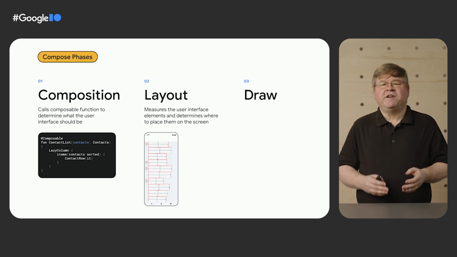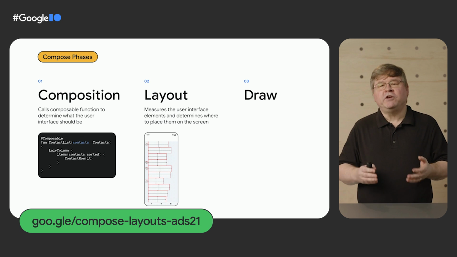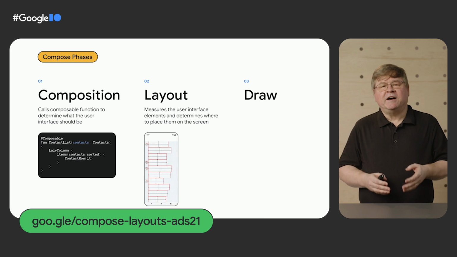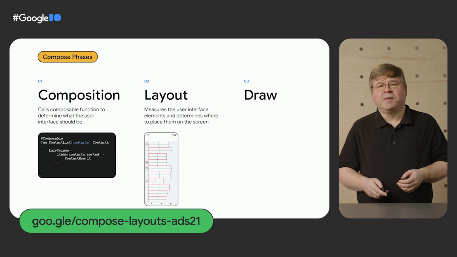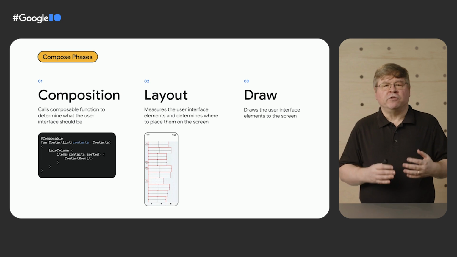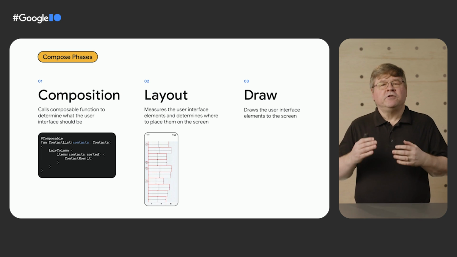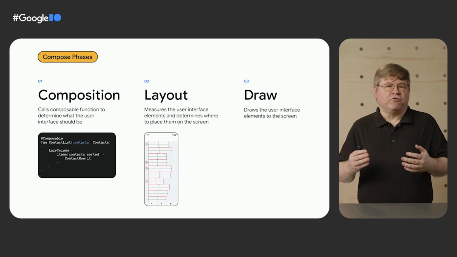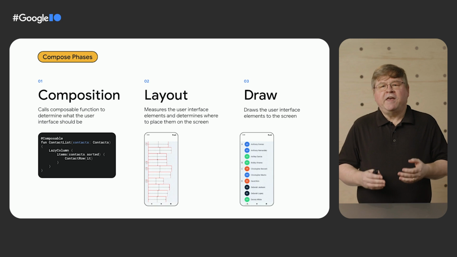This phase is discussed in much more detail in the 2021 Android Studio Dev Summit talk titled Deep Dive into Jetpack Compose Layouts. You might want to check it out. In the final phase, draw, the actual graphic instructions are issued to draw the content to the canvas of the application. These instructions are primitives such as drawing lines, arcs, rectangles, images, and text, and they are drawn in the locations determined by the previous phase, layout.